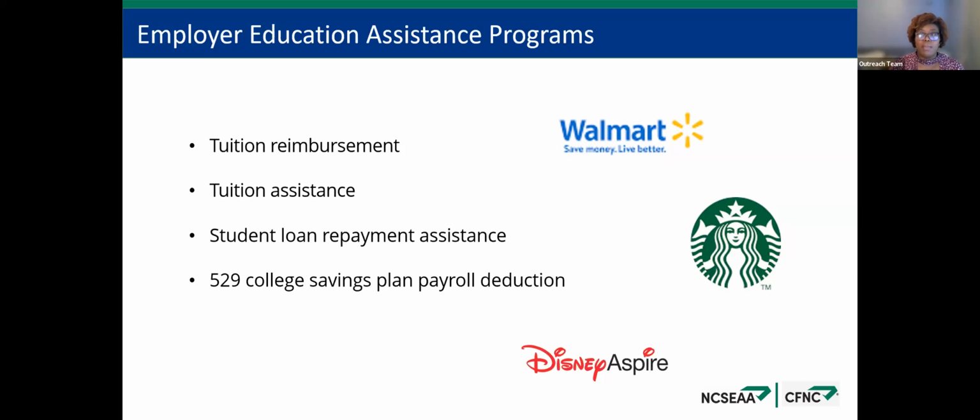Student loan repayment assistance is also huge, especially as we talked about student loans earlier. About 8% of employers now offer this benefit, particularly to attract younger workers who favor the benefit over 401k retirement plans. And then also 529 college savings plan payroll deductions are being offered through employers now as well. So they allow you to have funds transferred directly from your paycheck into the savings account plan. And about 10% of employers offer this benefit.